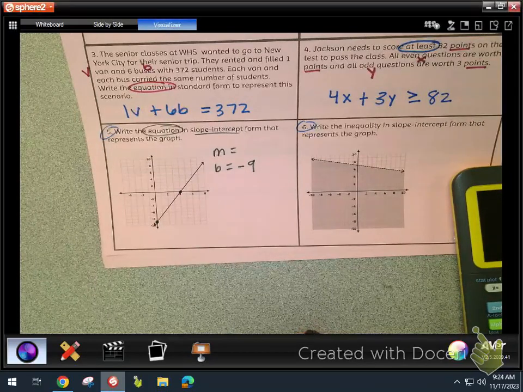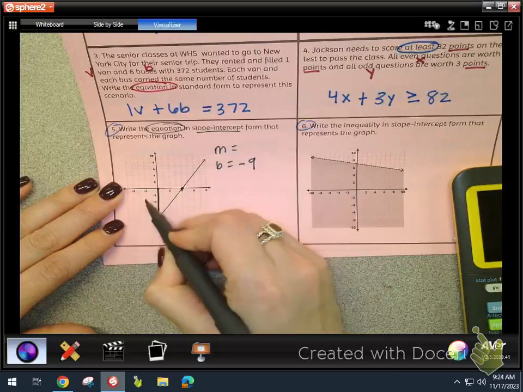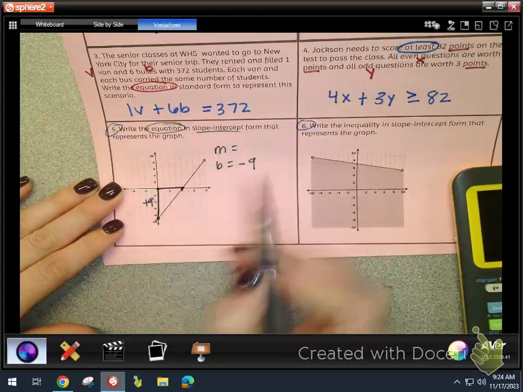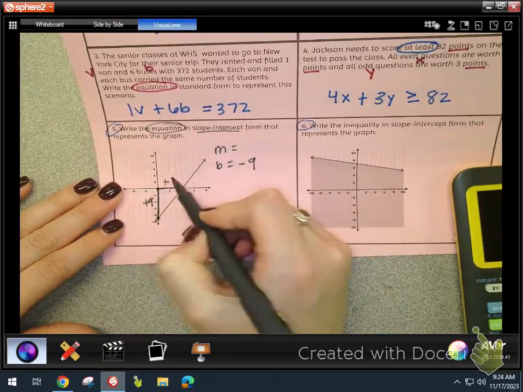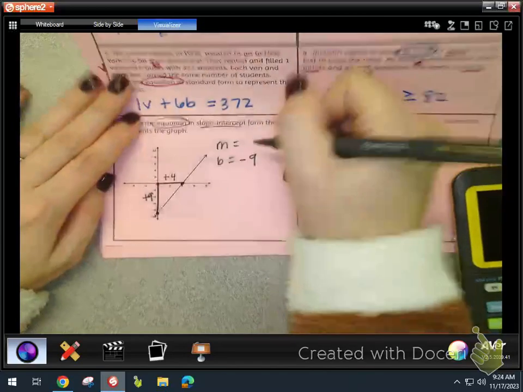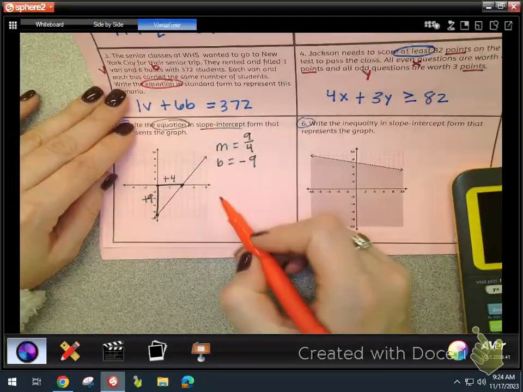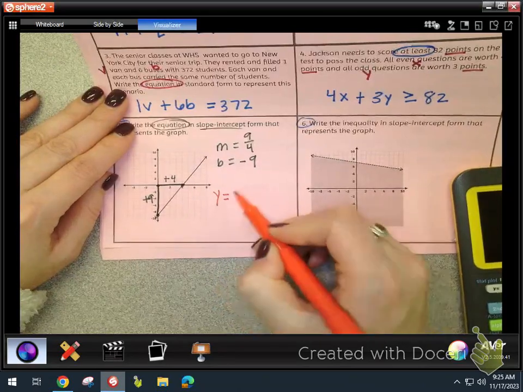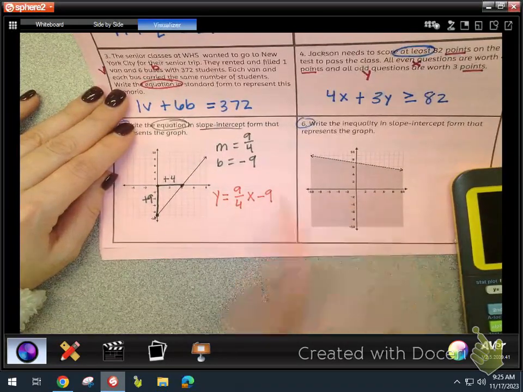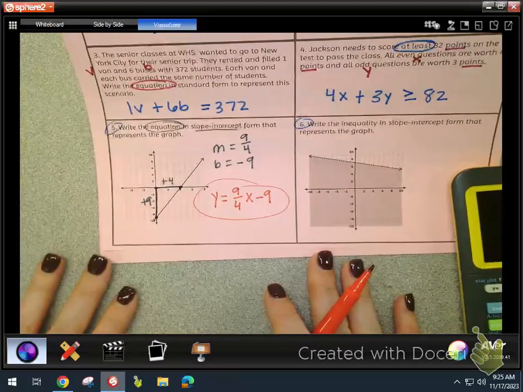How many did you go up? 9. How many did you go over? 4. Does 9 over 4 reduce at all? No. So what's your slope-intercept form? y equals 9 over 4 x minus 9. Okay, that is not going away. Being able to do this with a line is not going to go away today.